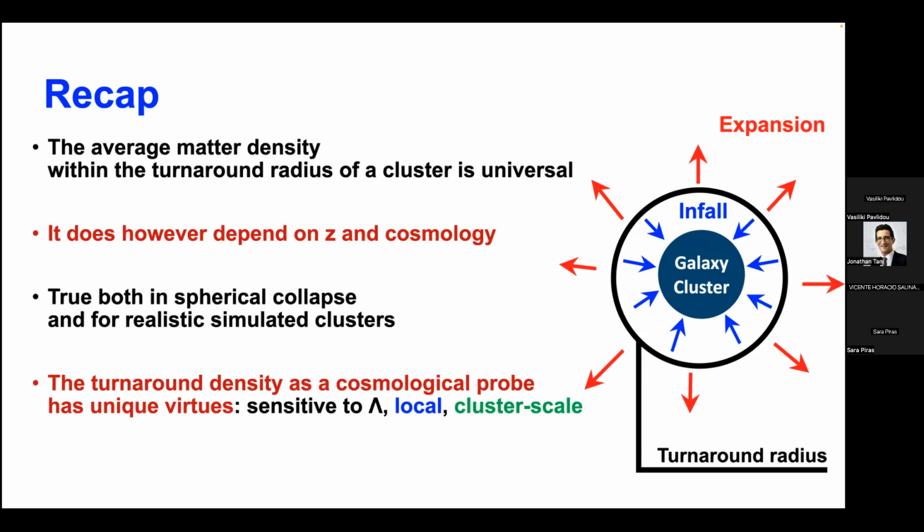As a cosmological probe, it has some unique virtues. I will come back to those. It's sensitive to the cosmological constant, dark energy. It is local. That is, it measures dark energy in that blob of space-time rather than the universe as a whole, which is rather unique for a probe of dark energy. And it measures it today in the local universe and on cluster scales. And for all these reasons, we should observe it. Okay, and that's how I will end my talk. Okay, so that's the recap.